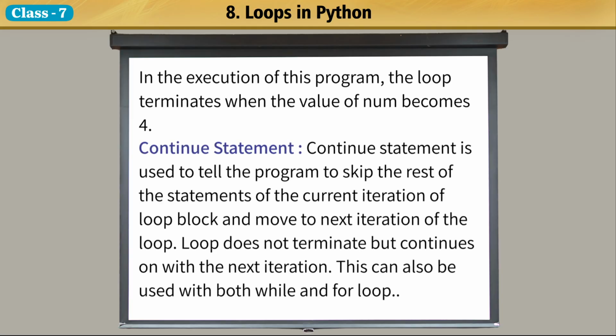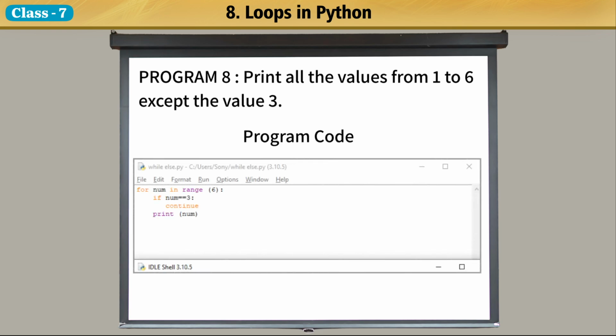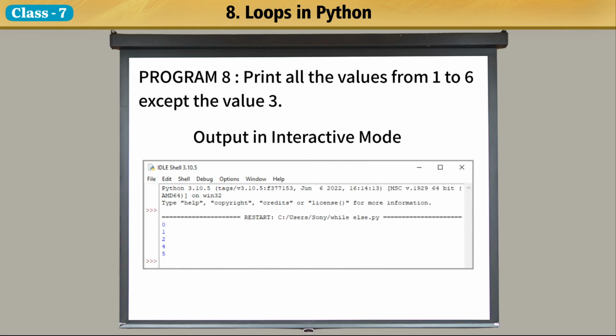Continue statement. The continue statement is used to tell the program to skip the rest of the statements of the current iteration of the loop block and move to the next iteration of the loop. The loop does not terminate but continues on with the next iteration. This can also be used with both while and for loop. Program 8. Print all the values from 1 to 6 except the value 3. Program code. Output in interactive mode.